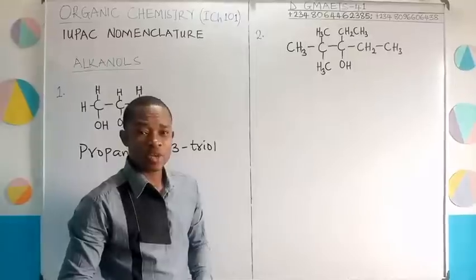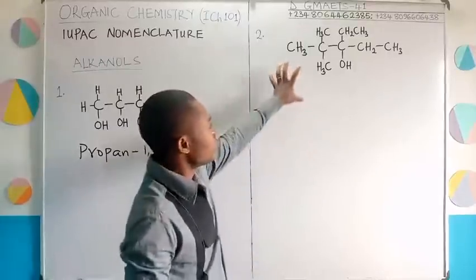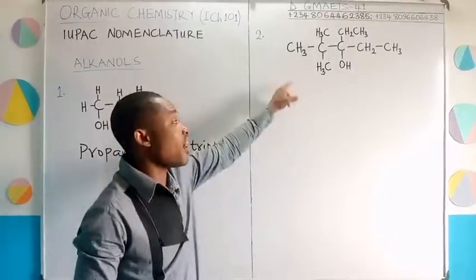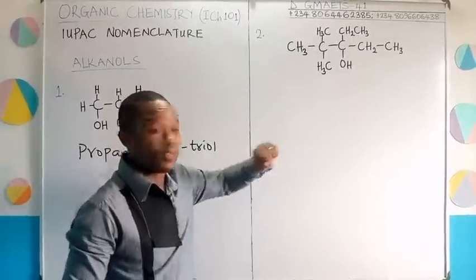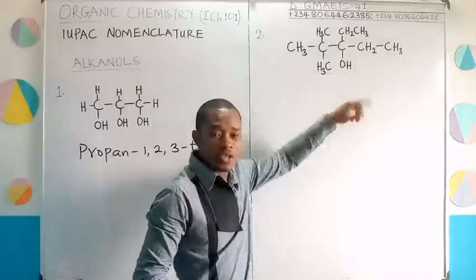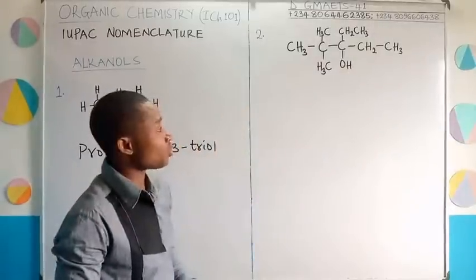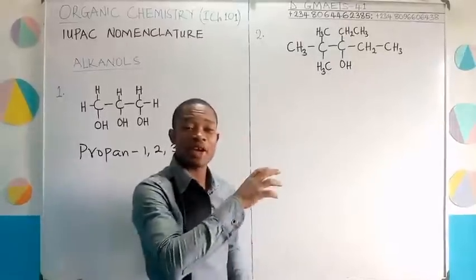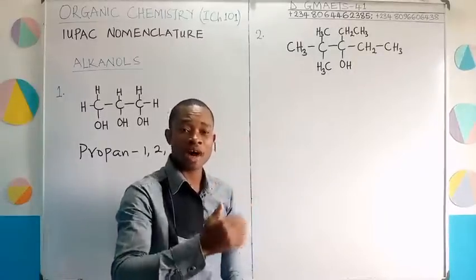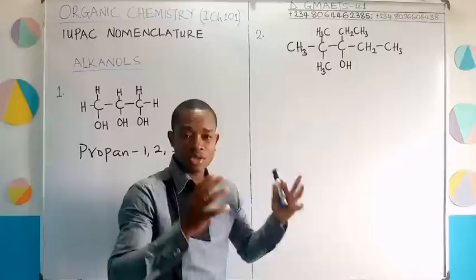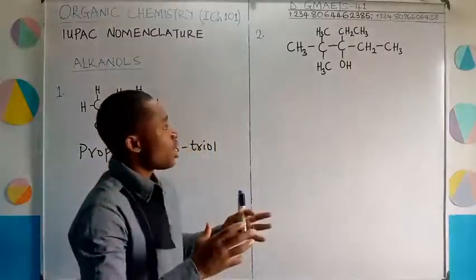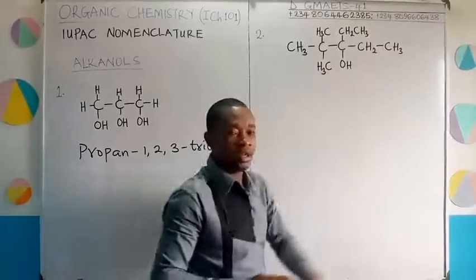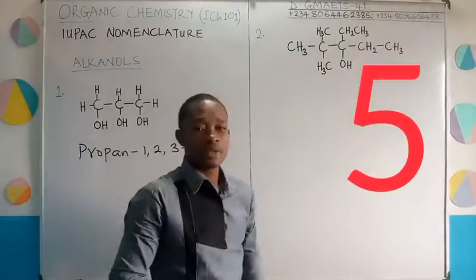And this is what we've got in our second structure. Okay, so first we have to identify that this is an alkanol because of this OH, which of course is the functional group of alkanols. And having identified that this is an alkanol, we have to proceed to find out the longest carbon chain so as to get to know our parent. And a clear observation tells us that the longest carbon chain is good.